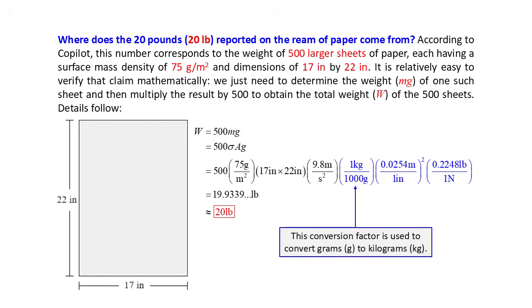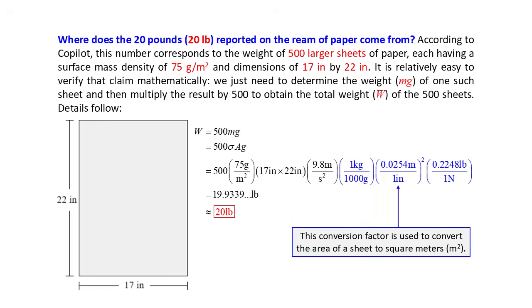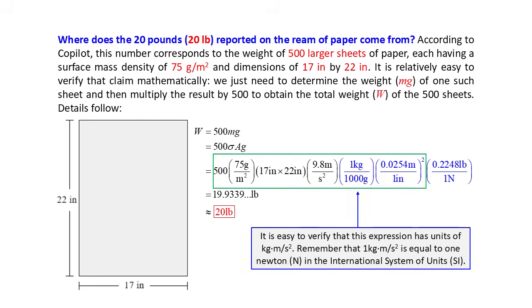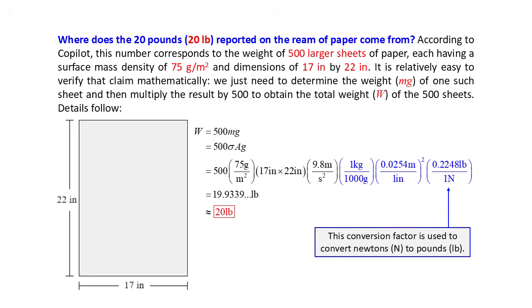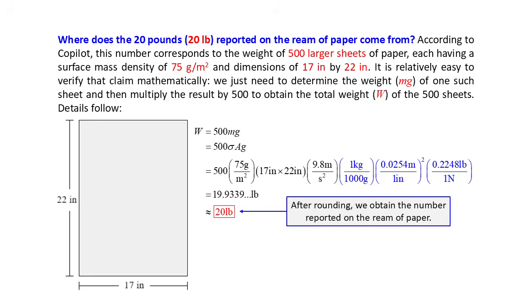This conversion factor is used to convert grams to kilograms. This conversion factor is used to convert the area of a sheet to square meters. It is easy to verify that this expression has units of kilogram meter per square second. Remember that 1 kilogram meter per square second is equal to 1 newton in the International System of Units. This conversion factor is used to convert newtons to pounds. After rounding, we obtain the number reported on the ream of paper.